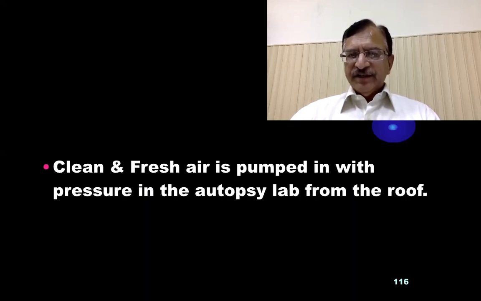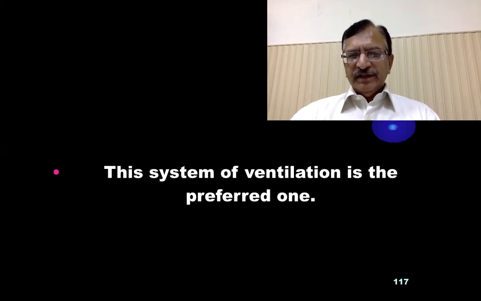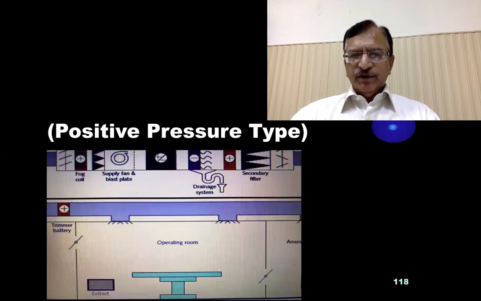In positive pressure ventilation, the clean and fresh air is pumped in with pressure into the autopsy lab from the roof. And with this positive pressure, the foul smell and putrefactive gases are pushed out from the floor outlets. This system of ventilation is the preferred one. This is the positive pressure ventilation design. From the roof, the air is being pushed in, and from the floor, it is exiting out.